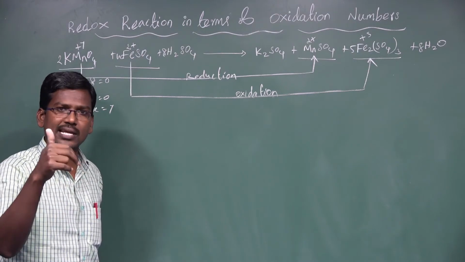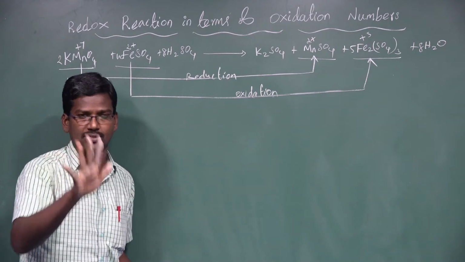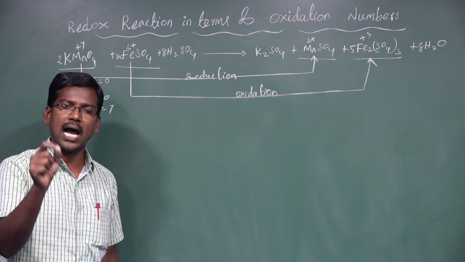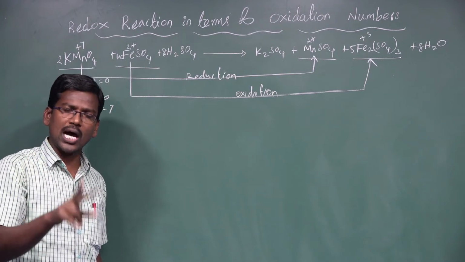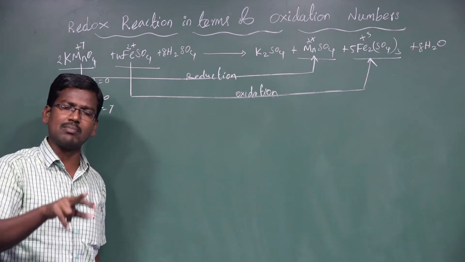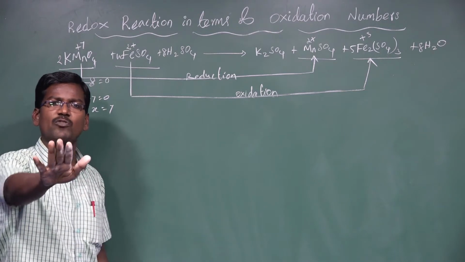In this oxidation process, potassium permanganate acts as an oxidizing agent. Ferrous sulfate acts as a reducing agent. Both oxidation as well as reduction take place simultaneously in a single reaction, a redox reaction. This is an example of a redox reaction.